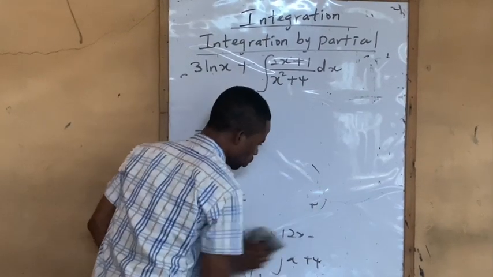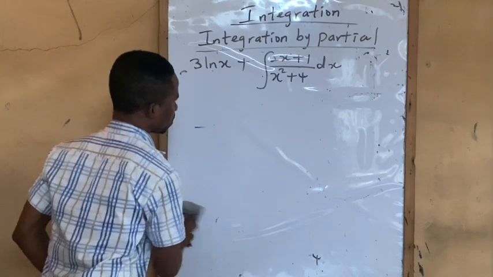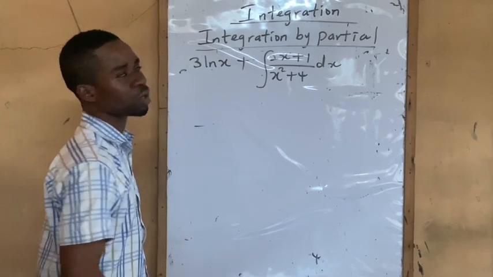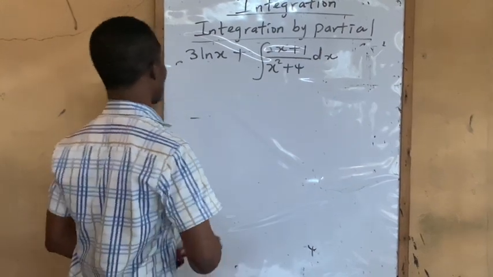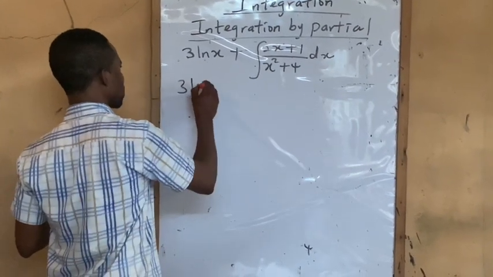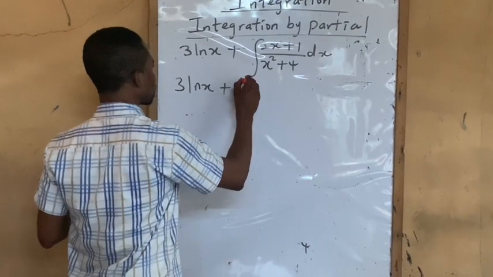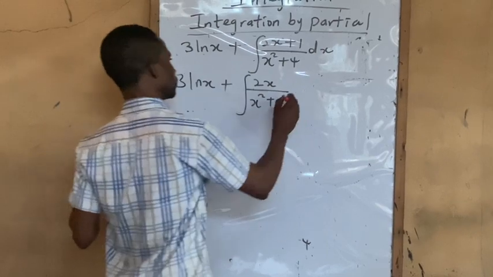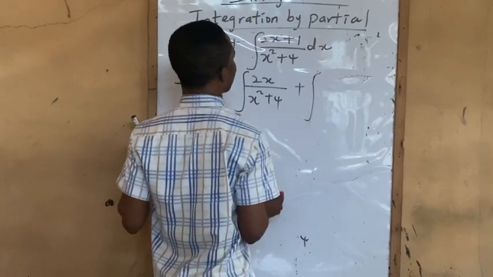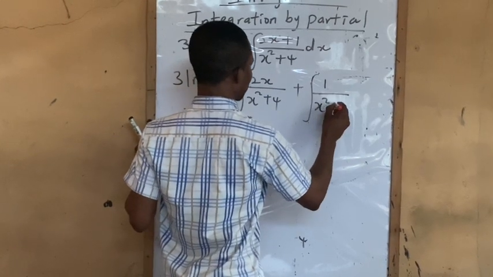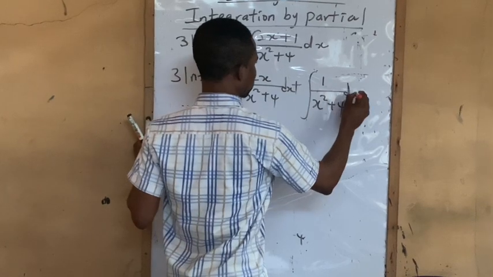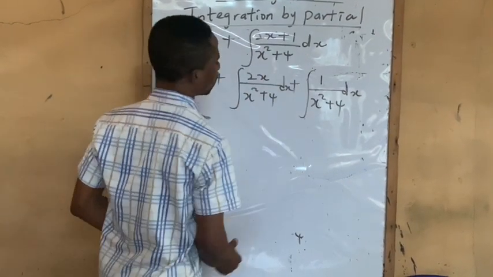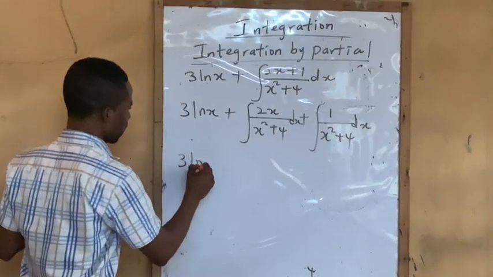Now, if we look at this, if I want to proceed on this, x squared plus 4, I cannot actually factorize it. So the best thing to do now is that you can apply this. As far as integration by partial fractions is concerned, you can still say plus the integral of 2x all over x squared plus 4 plus the integral of 1 all over x squared plus 4 dx. What did I do? I split the numerator. That means 3 ln x plus.